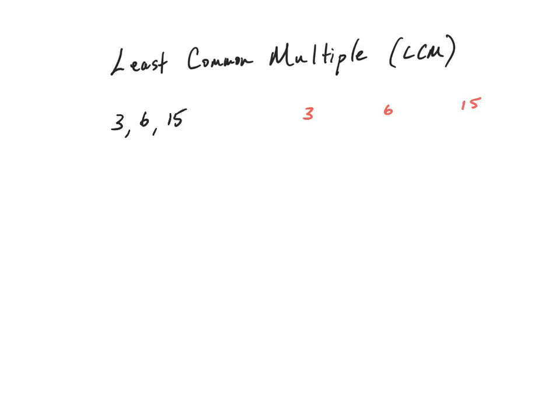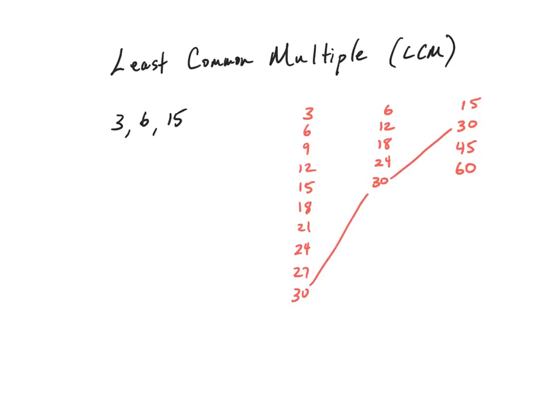So I'm going to start with 15. I'm going to skip count. 15, 30, 45, 60. I usually just do a few at a time. 6, 12, 18, 24, 30. So I have found one that is on both lists, 30. Now I'm going to check to see if it's on my last list. 3, 6, 9, 12, 15, 18, 21, 24, 27, and yes, 30 is on my last list.